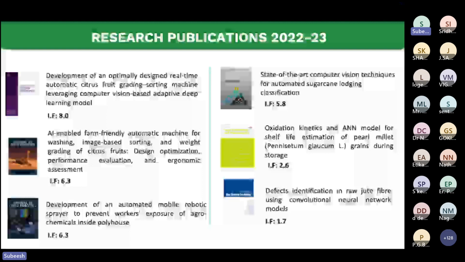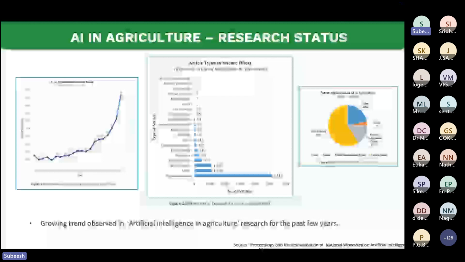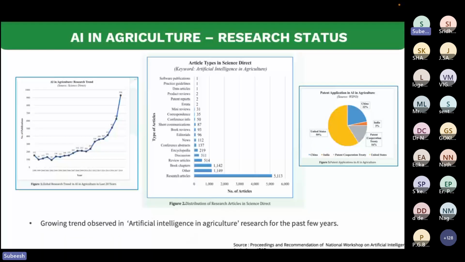We have developed a robotic sprayer which goes into the greenhouse and does the spraying automatically. We also had the sugarcane lodging issue, and we addressed it using a deep learning model. And again, shelf life prediction. A growing trend has been observed in the last few years. In the last 2 years there has been a spike in research articles, but in terms of patents and copyrights, again there is a lot of scope.